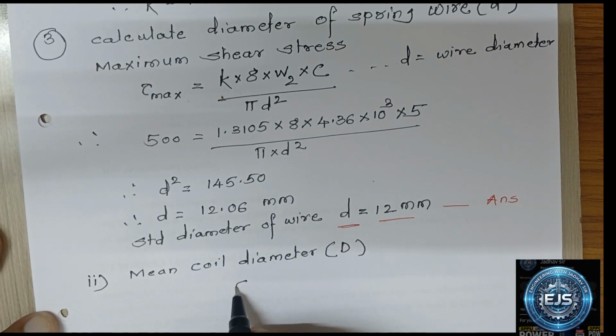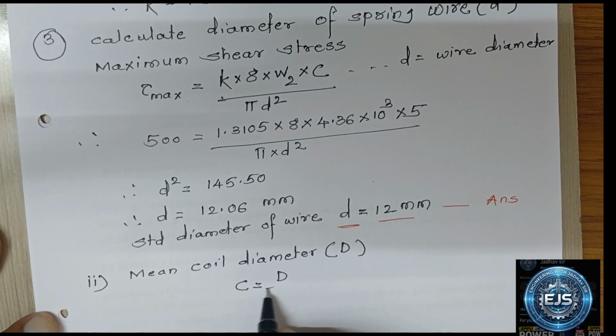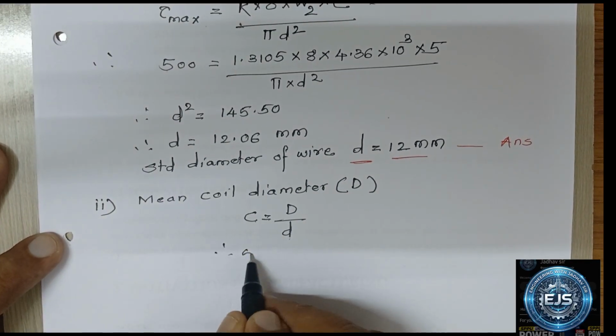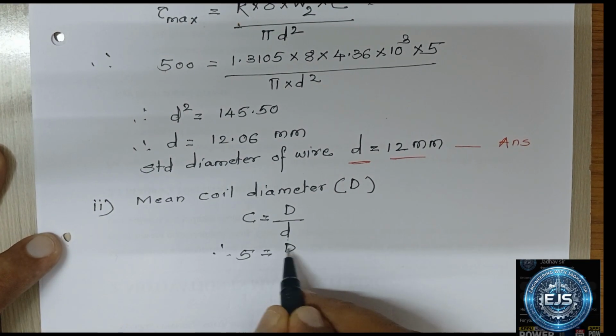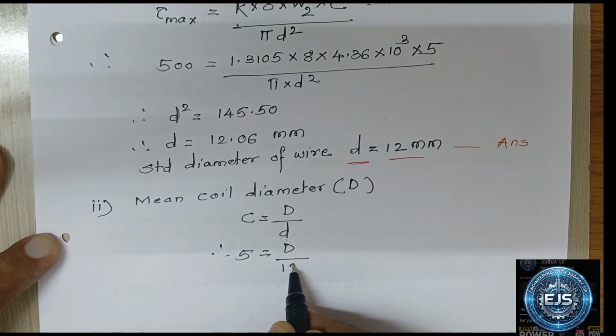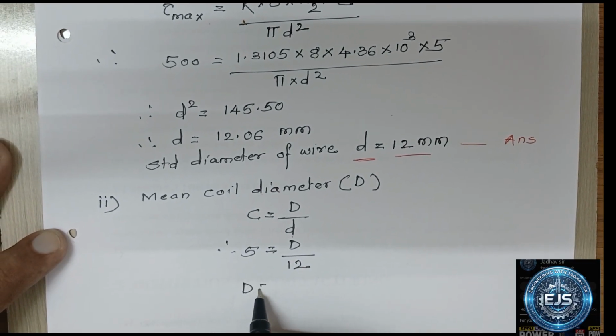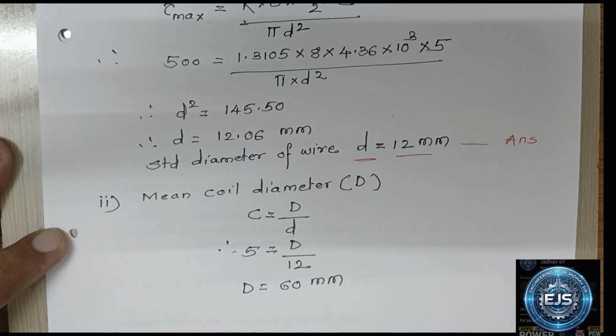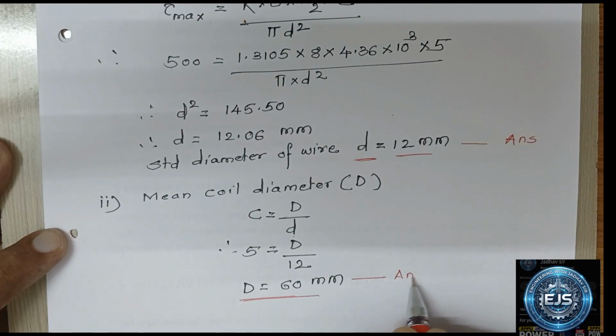तो यहाँ पे स्प्रिंग इंडेक्स का फॉर्मूला यूज करना है. स्प्रिंग इंडेक्स का फॉर्मूला क्या होता है? मीन कॉइल डायमीटर अपॉन वायर डायमीटर. और स्प्रिंग इंडेक्स हमें दिया है प्रॉब्लम में 5. मीन कॉइल डायमीटर हमें फाइंड आउट करना है. वायर डायमीटर हमने स्टैंडर्ड वायर डायमीटर फाइंड आउट कर दिया. तो यहाँ पे मीन कॉइल डायमीटर इज 12 into 5, that is 60 mm. So this is the second answer for this problem. Mean coil diameter is 60 mm.